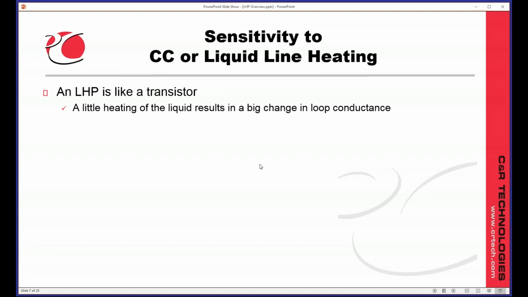line heating. And to me, it helps to think of an LHP as a transistor, meaning that a little heating of the liquid results in a big change in the heat flowing through the loop, or the loop conductance.